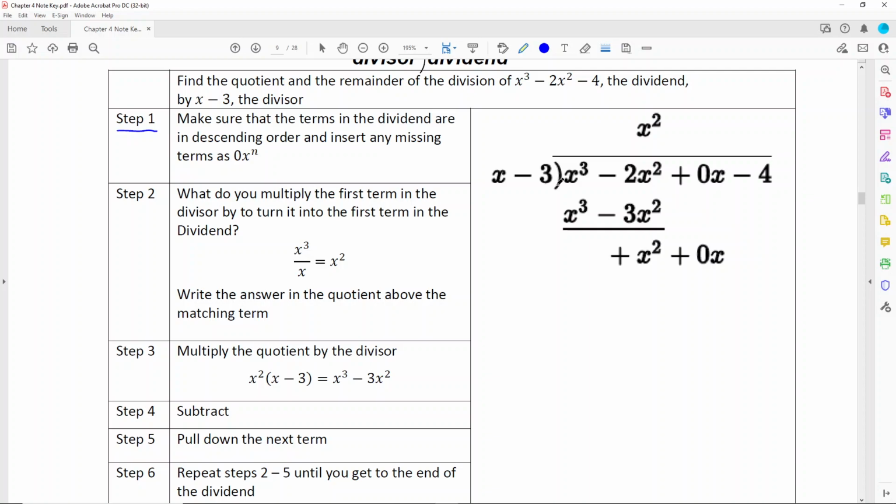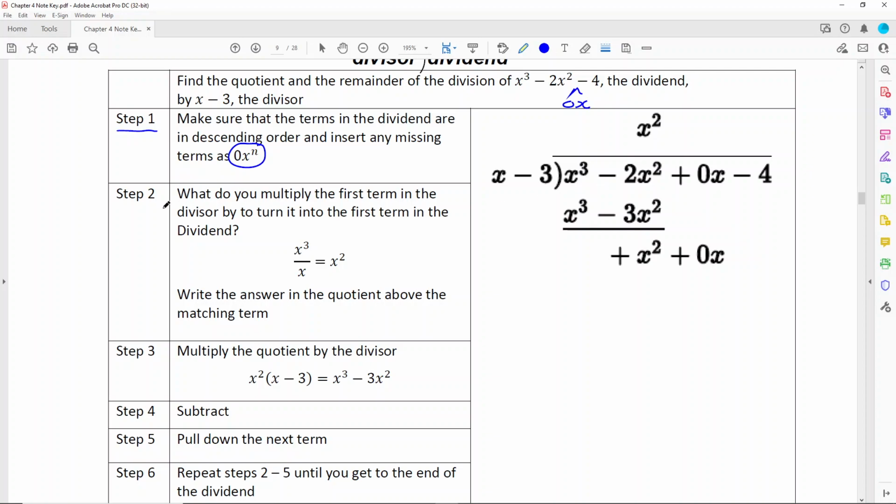The only thing you have to be careful of when you do that is you have to look for what I call ghost terms or missing terms. You need to add any missing terms in as 0x to whatever exponent is missing. In other words, your dividend must be written in descending order of power. It has to go x cubed, x squared, x, and then number. So since the x term is missing, you put it in as 0x.